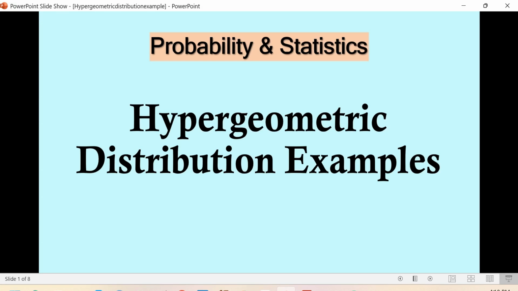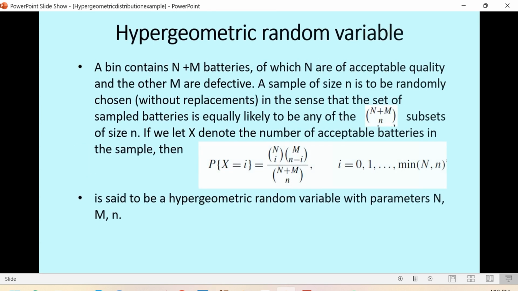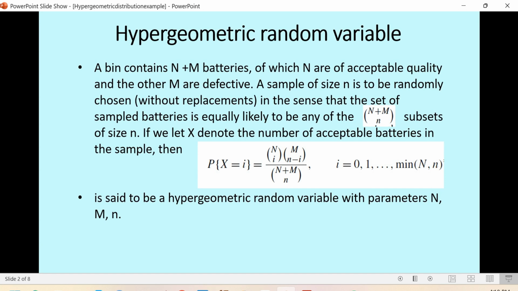Hello, in this video we will talk about hypergeometric distribution and show examples of using a hypergeometric random variable. The hypergeometric distribution is connected with selecting items from a population, and we will check the number of positives, because in the population we define two kinds of items.